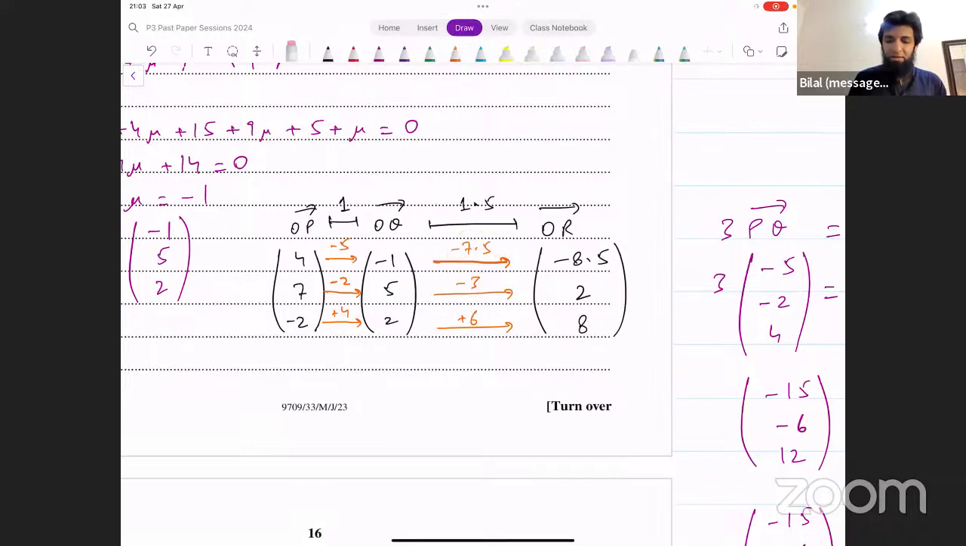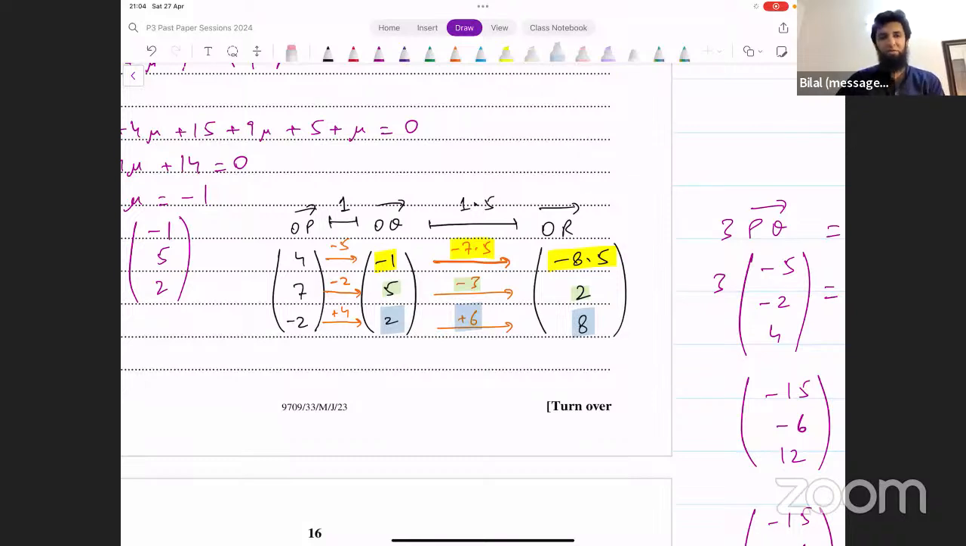So -5 into 1.5, that's -7.5. -2 into 1.5, that's -3. 4 into 1.5, that's 6. And then we just said -1 minus 7.5 gives us -8.5. 5 minus 3 gives us 2. And 2 plus 6 gives us 8. And then that got us to the final point that we were looking for. Is that okay?